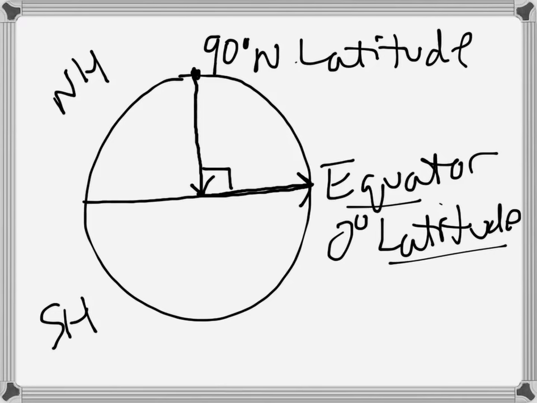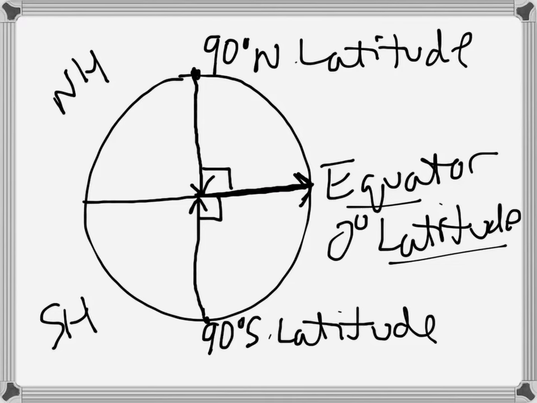We can do the same thing down here in the southern hemisphere. Here at the South Pole, we're going to draw an imaginary line from it to the center of the planet. And we're going to draw an imaginary line from the center of the planet to the edge of the equator. Once again, we've created a 90-degree angle. Therefore, we know that the South Pole is 90 degrees south latitude, or 90 degrees south of the equator, or south of zero.